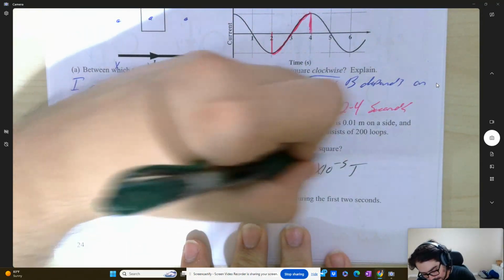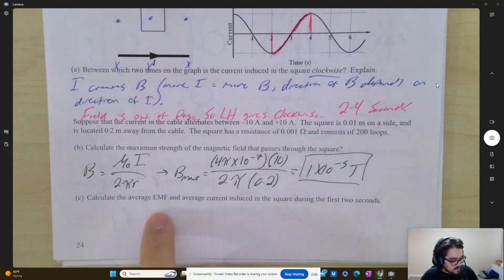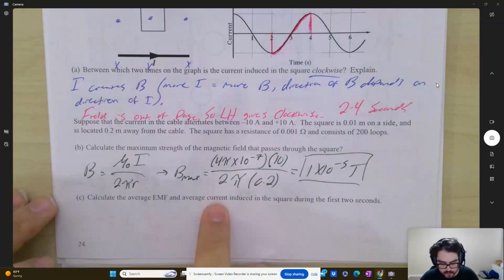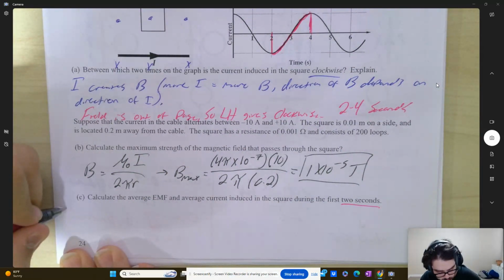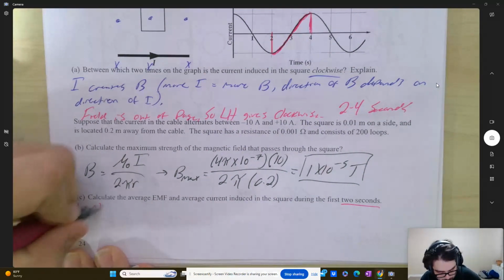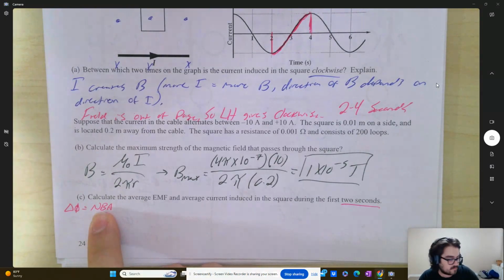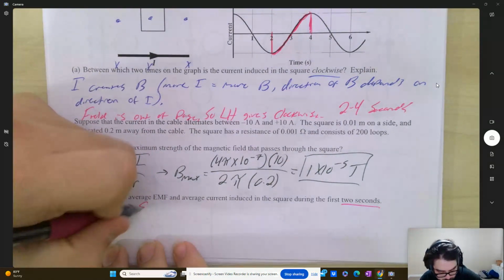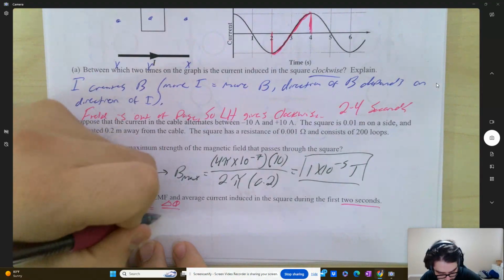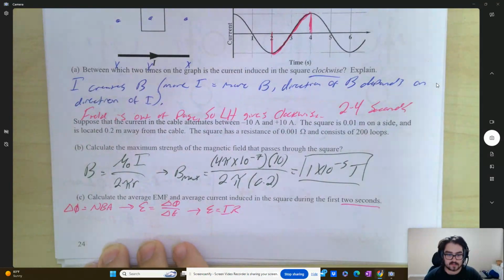So that would be the maximum amount of B field that could be induced or passed through the square, okay? Then to figure out the average EMF and the average current induced during the first 2 seconds, you would have to make a couple stops first. You would need to figure out the change in flux, which is NBA, or delta NBA. One of these things is going to be changing, which would be the B field. And then you would go to the induced EMF equation, delta flux over delta time, and then you would go to Ohm's law to figure out what the current is.